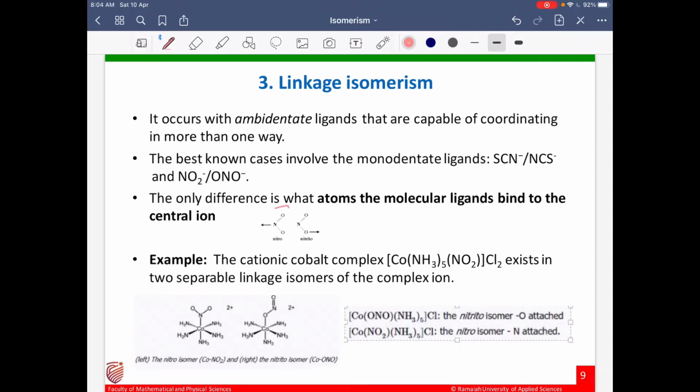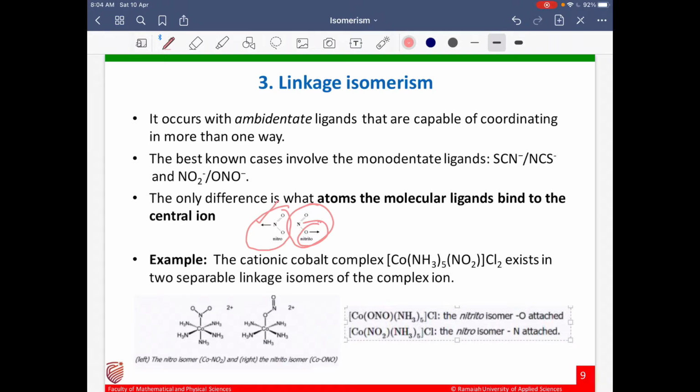Here you see the nitro group. Here nitrogen will be attaching, or nitrogen will form the bond with the central metal atom. In this case, in the nitrito, even though the formula is NO2, here the oxygen atom is going to form a bond with the central metal atom or ion.